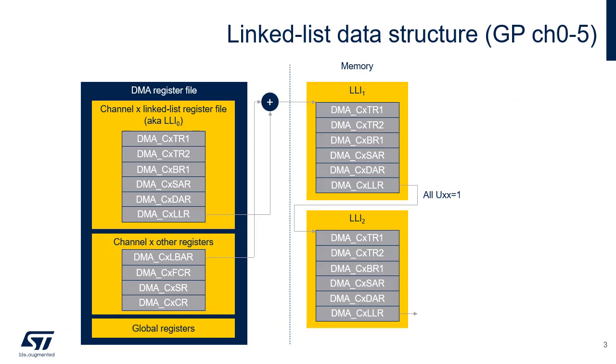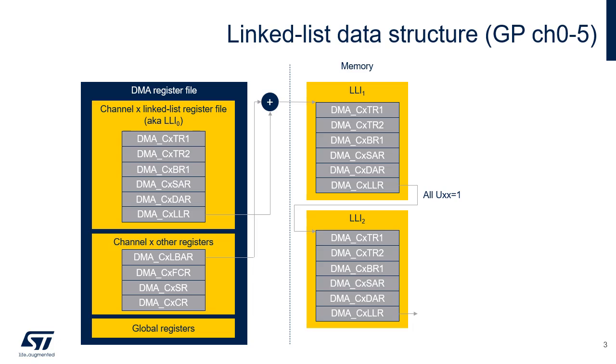The left part of the figure represents the DMA register file. The right part represents the LLI 1 and 2 allocated in memory. This figure describes the link operation when GPDMA channels 0 to 5 are used. The address of LLI 1 is the sum of a base address programmed in the CX LBAR register and the offset present in the CX LLR register. LLI n provides the offset used to locate LLI n+1.